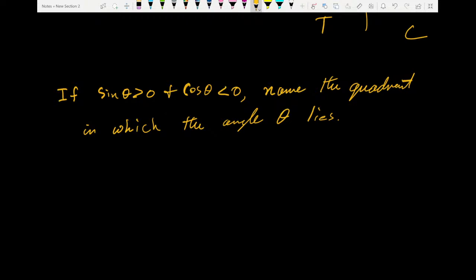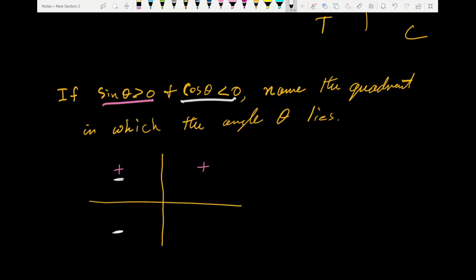So in this case, we ask ourselves, sine of theta is greater than 0. That means sine is positive. And cosine of theta is negative. And cosine is negative in these quadrants. So where do they overlap? Right over here. So theta is in the second quadrant.